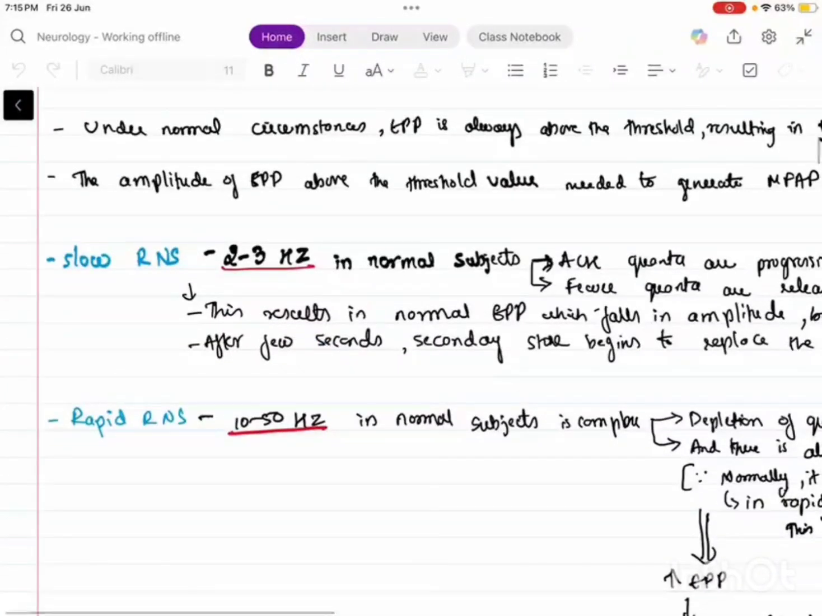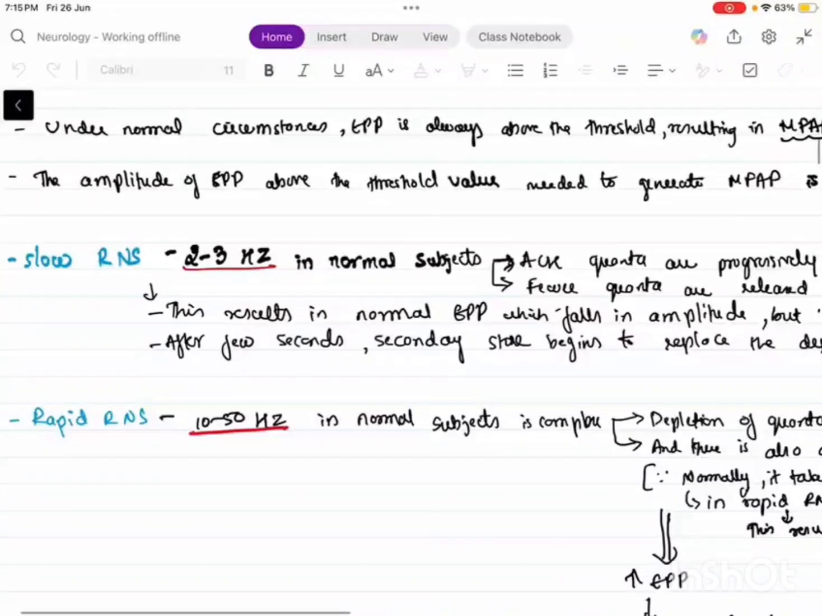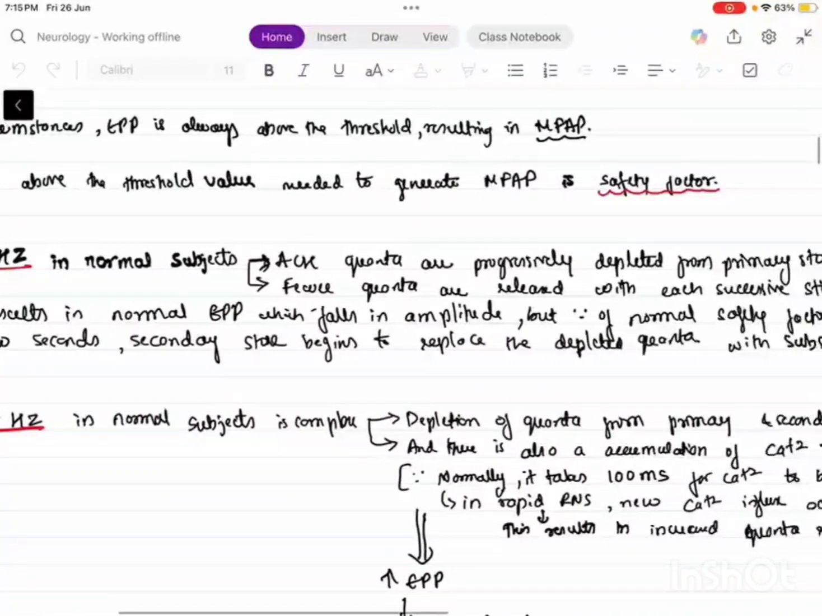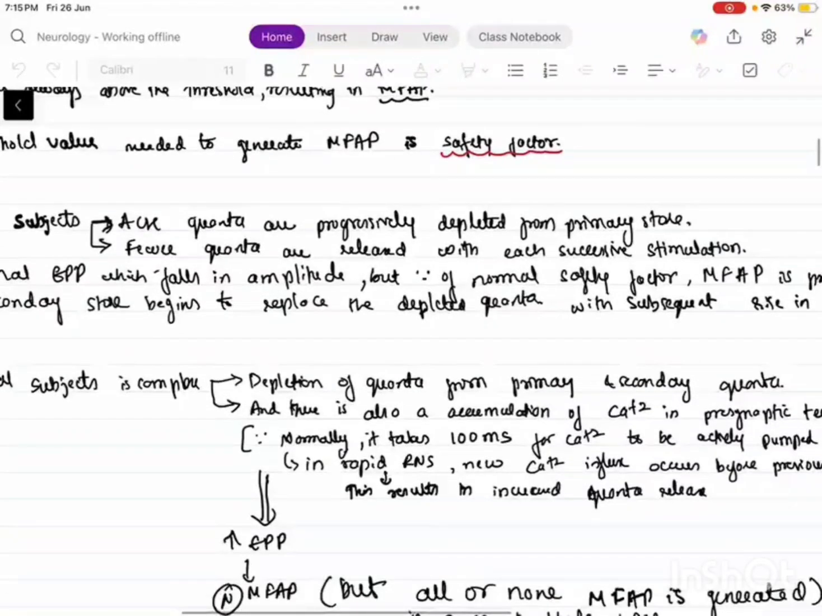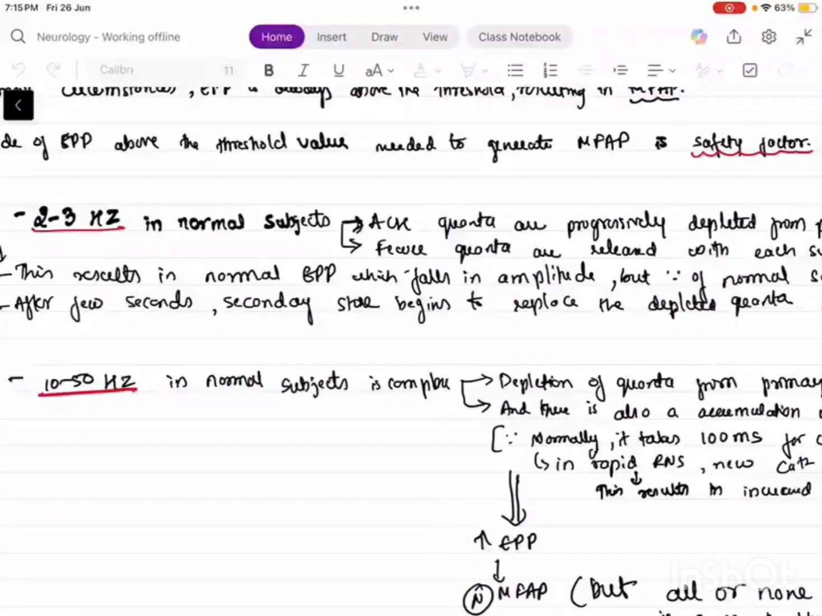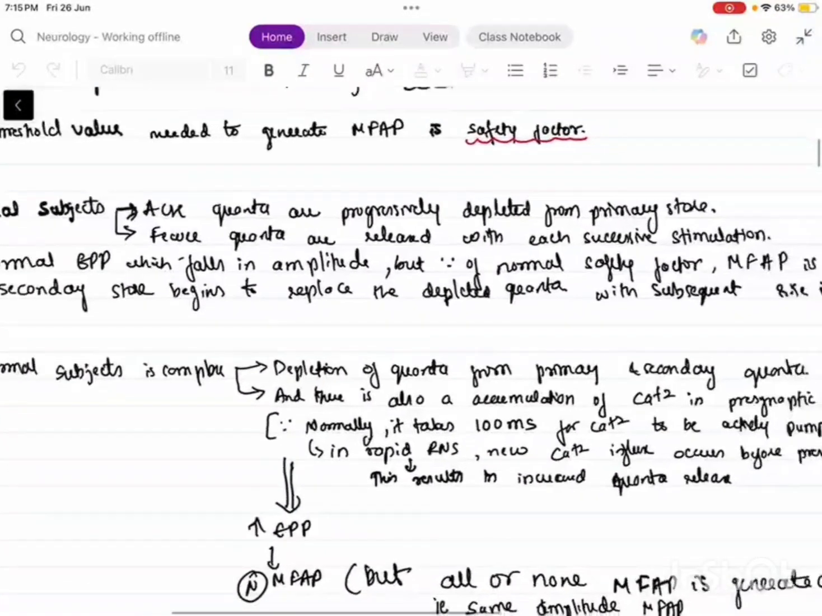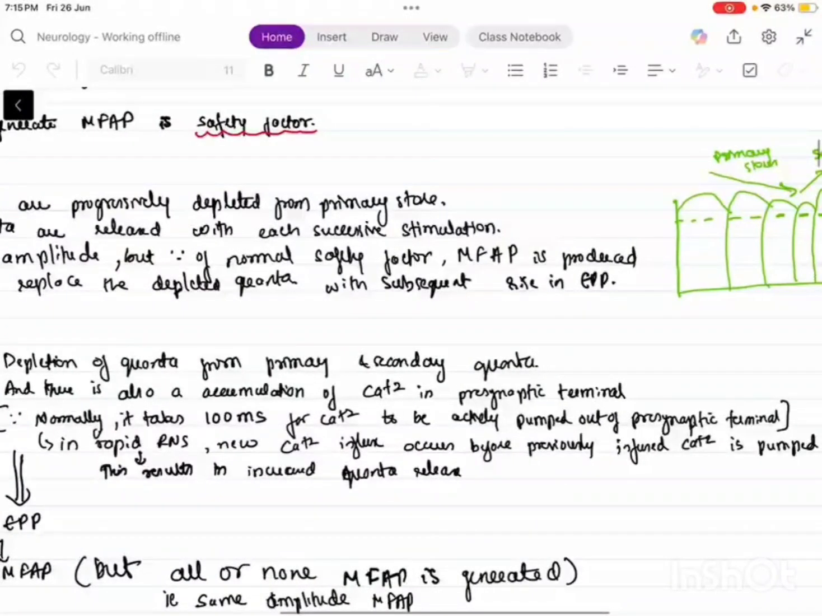There are two types of repetitive nerve stimulation, slow RNS and rapid RNS. In slow RNS, 2 to 3 Hz is given, and in rapid RNS, 10 to 50 Hz is given. In normal subjects, what happens in slow RNS is that acetylcholine quanta are progressively depleted from the primary store and fewer quanta are released with each successive stimulation. There is a progressive depletion of the primary quanta. This results in a normal end plate potential which falls in amplitude, but because in normal subjects the safety factor is normal, the MFAP is produced.